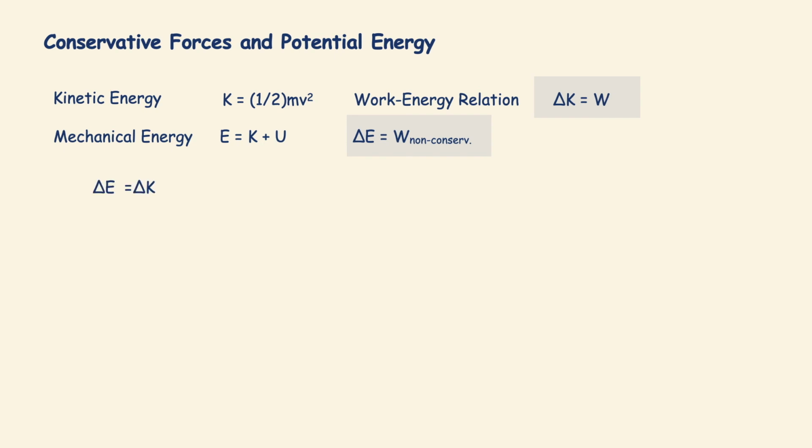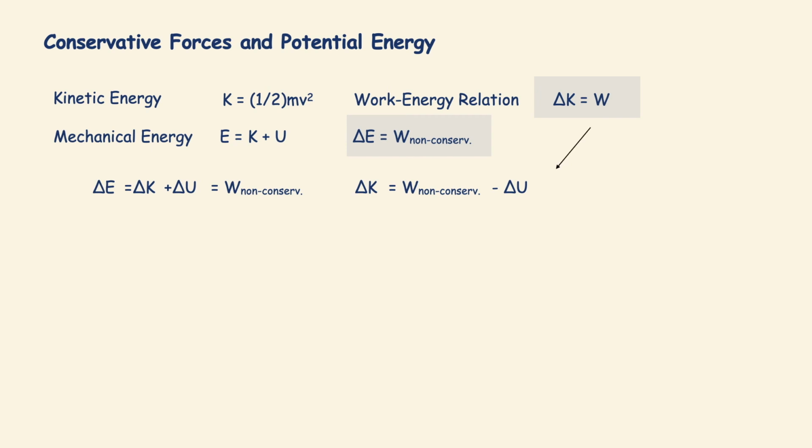So let's look at the total mechanical energy. The change in total mechanical energy will be equal to the change in the kinetic plus the change in the potential. And because of the work-energy relation, we will have that total change has to be equal to the work of the non-conservative forces. But if I move the change in the potential energy to the right-hand side of the equation, I can see that the change in the kinetic energy will always be equal to the work of the non-conservative forces minus the change in the potential energy.